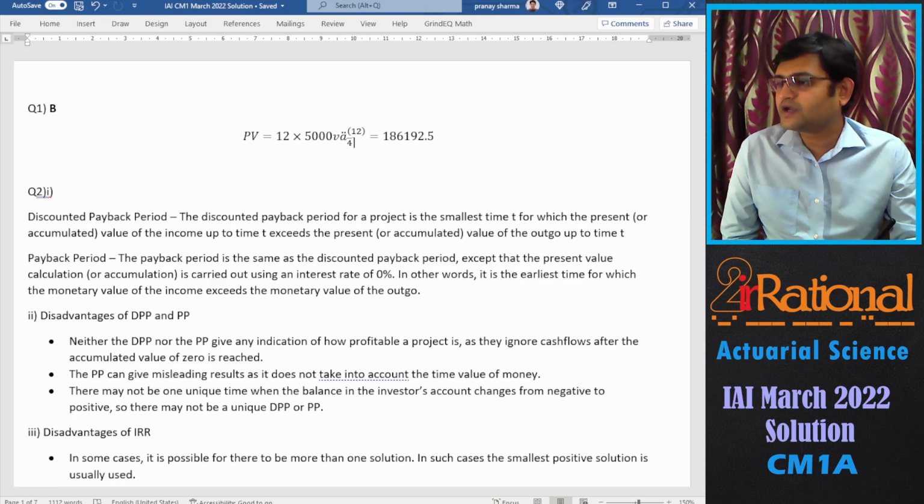Disadvantages of DPP and PP. Neither the DPP nor the PP gives any indication of how profitable a project is, as they ignore the cash flows after the accumulated value of 0 is reached. The PP can give misleading results as it does not take into account the time value of money. There may not be one unique time where the balance in the investor's account changes from negative to positive. So there may not be a unique DPP or PP.